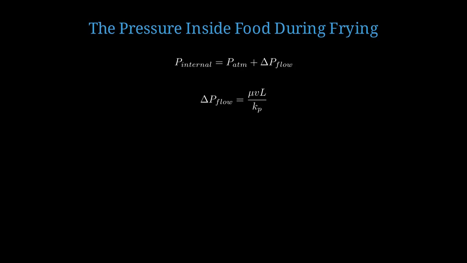Let's estimate the internal pressure during vigorous boiling. The pressure must overcome both atmospheric pressure and the resistance of the food structure. Internal pressure equals atmospheric pressure plus the pressure drop needed to drive flow through the porous structure. Pressure drop equals viscosity times velocity times length divided by permeability. This comes from Darcy's law for flow through porous media. Typical excess pressure inside frying food is 0.1 to 0.5 atmospheres above ambient. This modest overpressure is sufficient to maintain the vapor barrier.